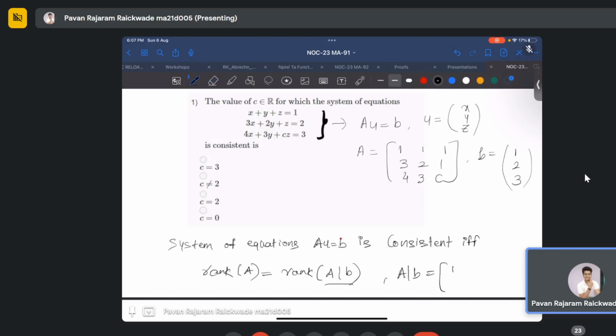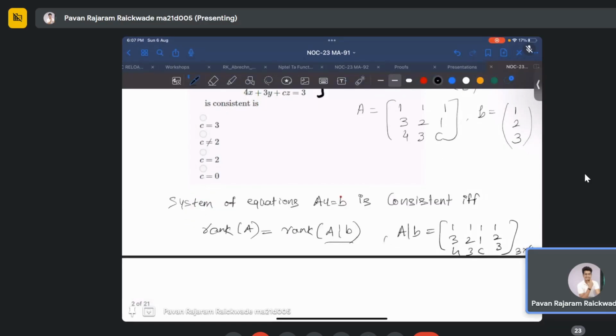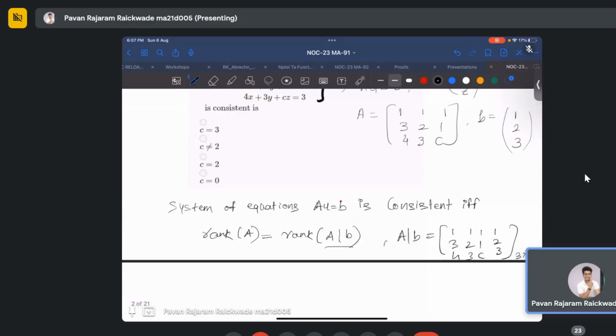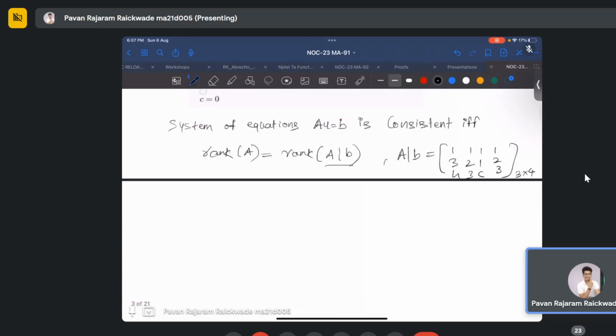In this case, A will be as it is, 1, 1, 1, 3, 2, 1, 4, 3, C, and the last column will be B. Now this will be a 3 cross 4 matrix. When the rank of A and this newly created matrix A augmented B are the same, then we say the system is consistent. So the only task we have is to find the rank of A and then the rank of A augmented B. That will involve some condition on C, and that will be our answer.